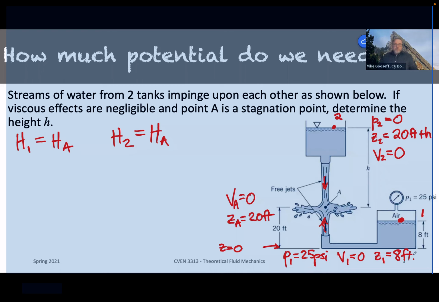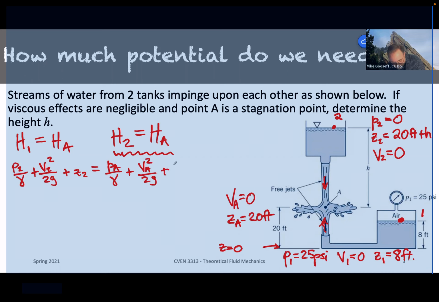Okay, so we could start either direction. I'm going to go ahead and start with this representation here, that H2, the total energy at 2, is equal to the total energy at A. All right, so if we write this out, I'm going to write the long form and then we'll cancel things. P2 over gamma plus V2 squared over 2G plus Z2 is equal to PA over gamma plus VA squared over 2G plus ZA.